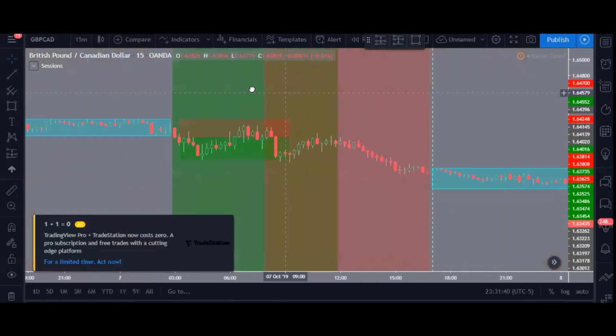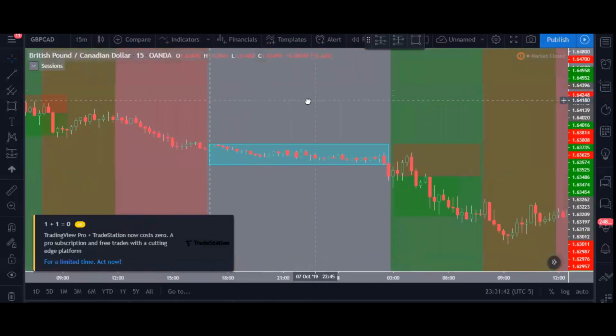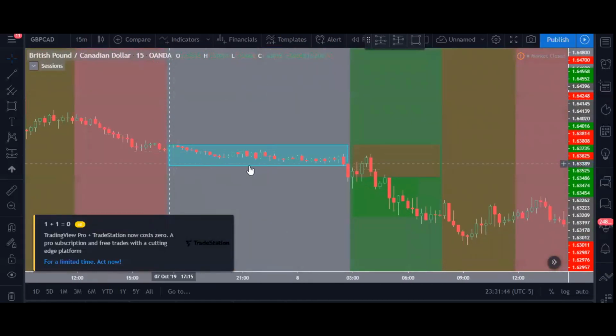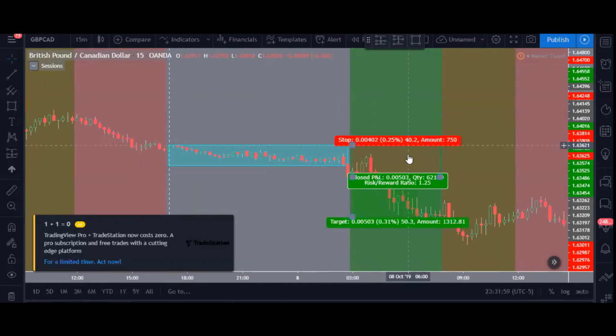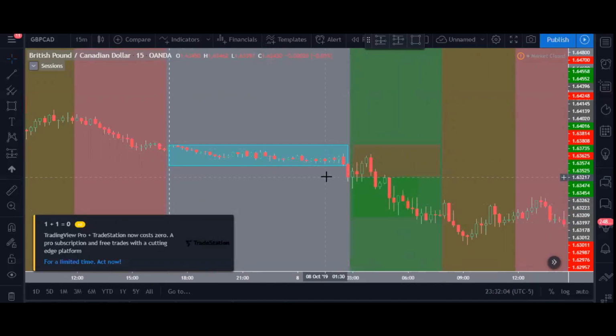Moving on. Another very small consolidation box. Stop loss on the outside. Measure the box and go from high to low. Stop loss on the other side of the box. 40 pip risk times 1.25 would be about 50 pips. Wait for break, close, and enter for a sell on this trade two times.